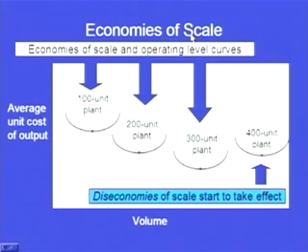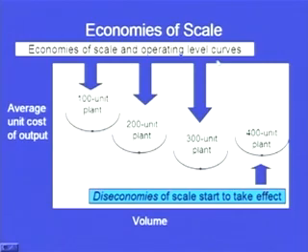Now let's see economies of scale and operating level curves. So this is a 100 unit plant, 200 unit plant, 300 unit plant, 400 unit plant, against the average unit cost of output. The average unit cost of output is decreasing till a particular point, maybe the 300 unit plant, and after that it starts to increase. Here this is the minimum average unit cost of output, and after this at the 400 unit plant it starts to increase.